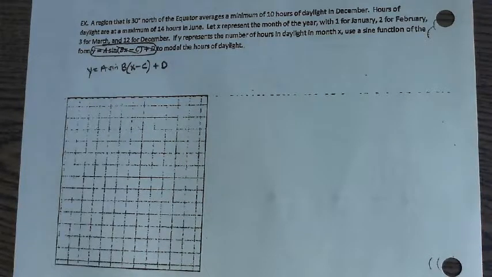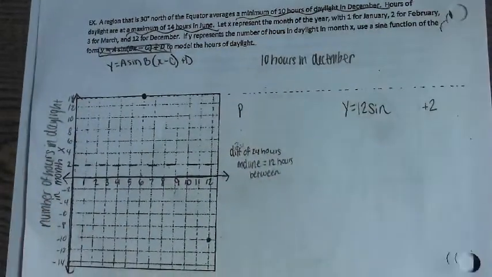So I think I'm going to work with what I think I have the least to work with and then work our way up. So this is the first one. Our region is 30 degrees north of the equator, averages a minimum of 10 hours of daylight in December.